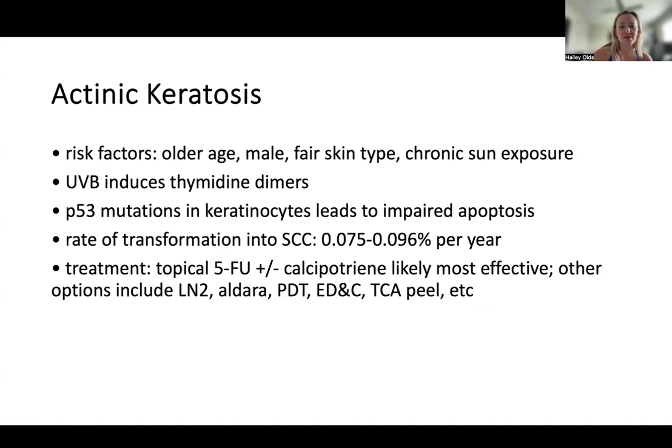So risk factors being older, male, fair skin, chronic sun exposure. It has to do with P53 mutations that leads to impaired apoptosis. So that's why you get the crowding at the basal cell layer. It's pretty low risk of transforming into SCC, but there is a risk of it. It's like 0.1% per year-ish. And then you can treat these with liquid nitrogen, 5-FU, PDT, some chemical peels, things like that.